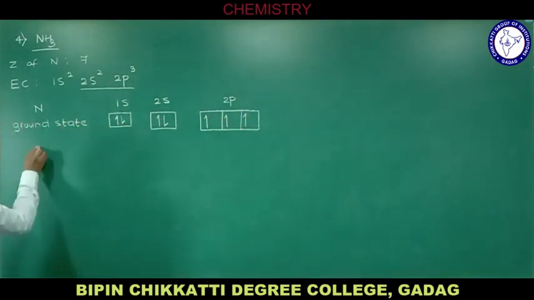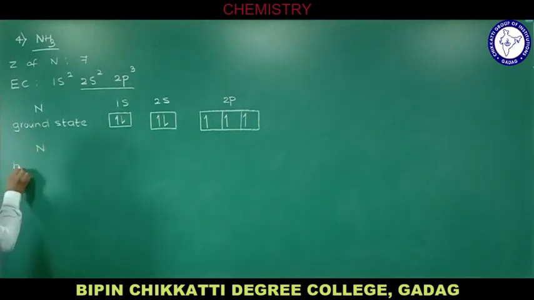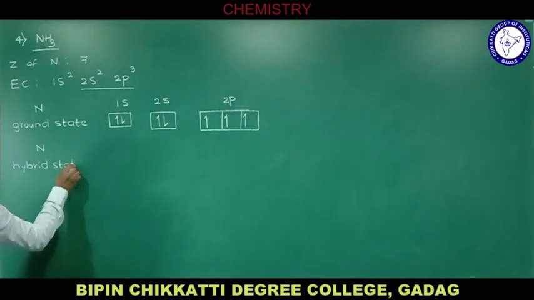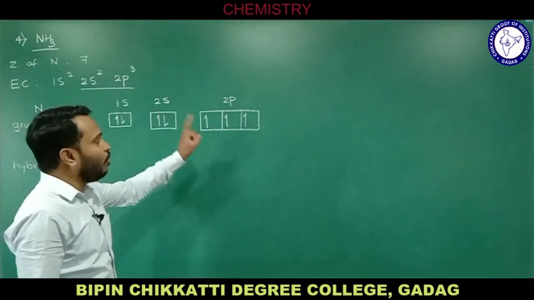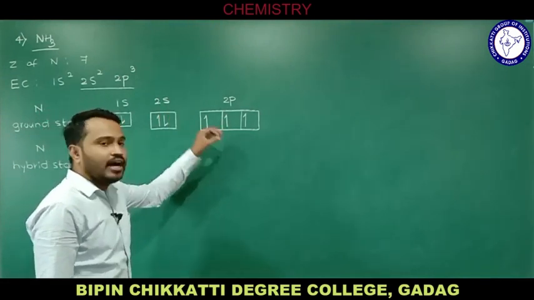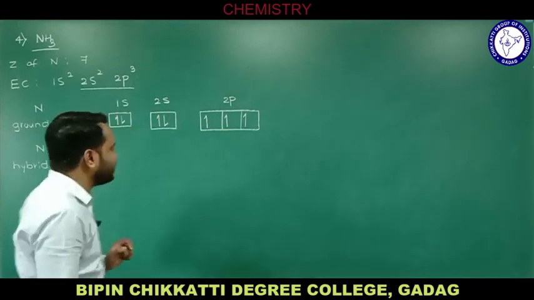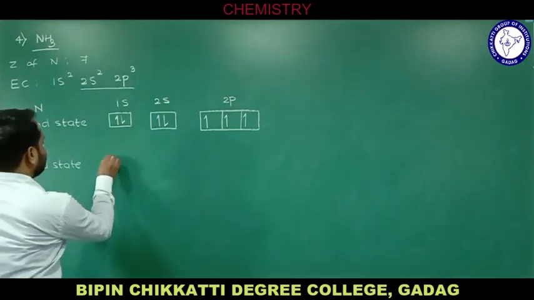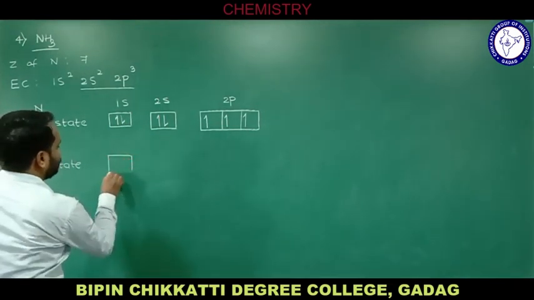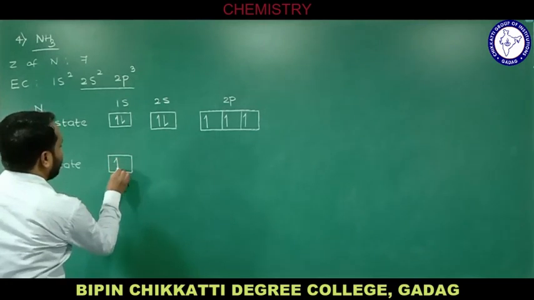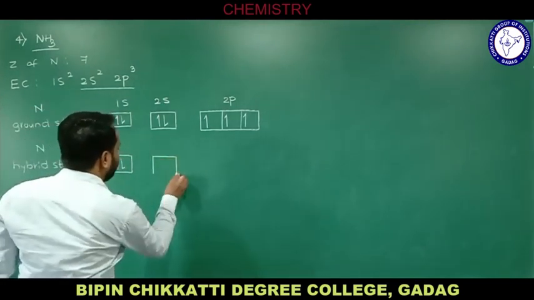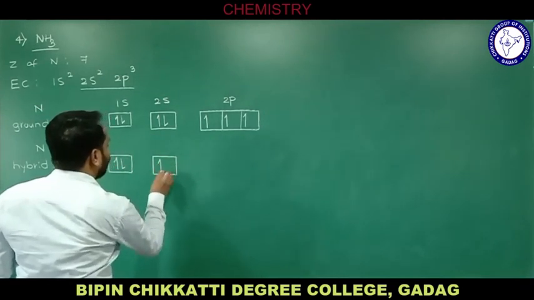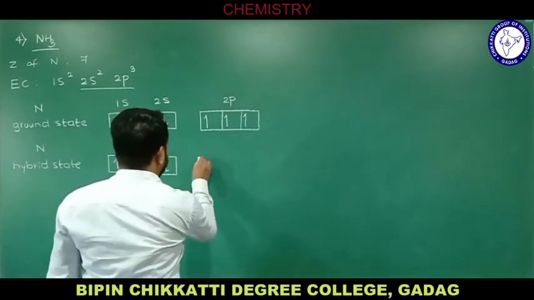So now we will see the nitrogen in hybrid state. Nitrogen in hybrid state. There is no question of excited state. Why? Because all the p atomic orbitals are singly occupied. There is no question of excited state here. So in hybrid state, what happens and what kind of hybridization takes place, we'll see now. Let me draw the atomic orbitals same as in the ground state.